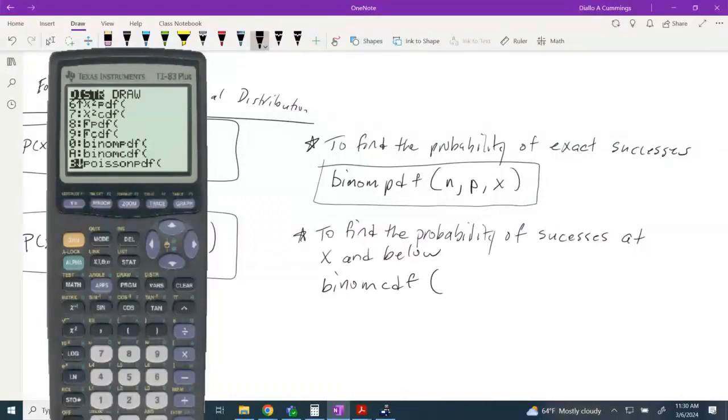So the binomial CDF, it finds the probability of that number and all below. Okay, so you still put in the same 3 parameters, N, P, and X.